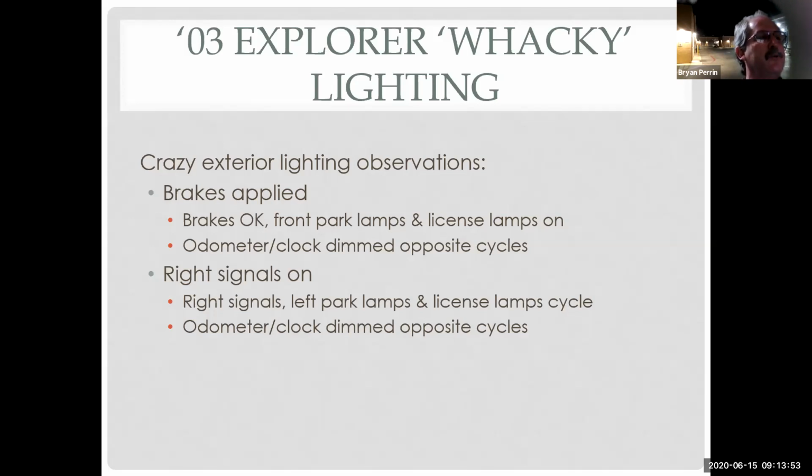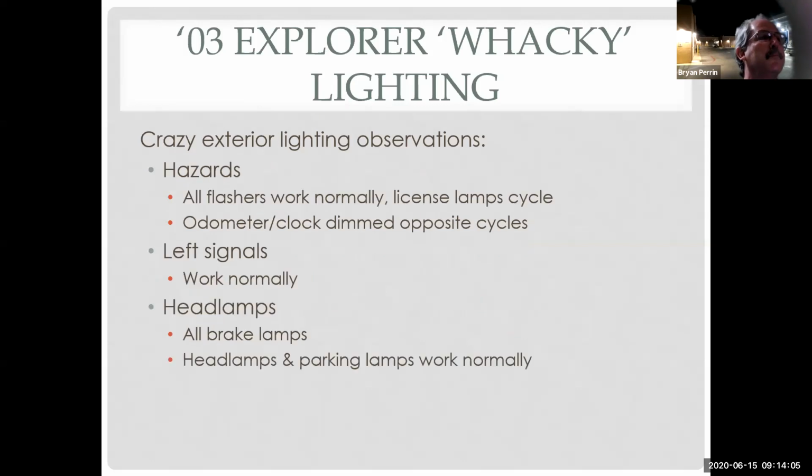When I turn the right turn signals on, the left park lamps also come on, and the license plate lights are also flashing. The odometer and the clock get dim every time the lights outside flash. If I turn the hazard lights on, all the hazard lights work normally, but my license plate lights also flash, and so do the lights on the dash. My left turn signals work normally. When I turn on the headlights, all the brake lights come on, but my headlights and parking lamps seem to work normally.